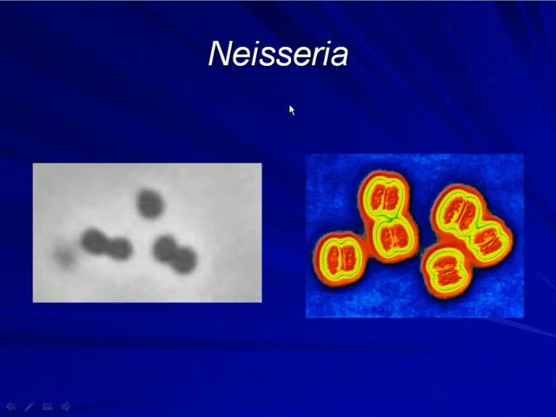The other organism you need to be able to identify is Neisseria. This is a gram-negative diplococci, very pathognomonic for Neisseria. You do need to know the infectious forms of Neisseria. You need to know how this organism can be transmitted. You need to know its effect on newborns.